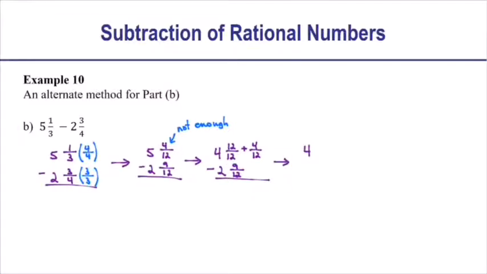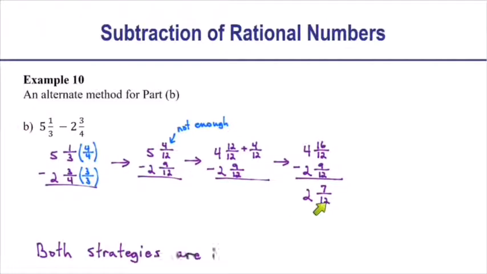So now what we've got is 4 16/12 minus 2 9/12. And you see now that we can do our subtraction. So 16 minus 9 is 7. So we've got 7/12 here. And then 4 minus 2 is 2. So this is 2 7/12.